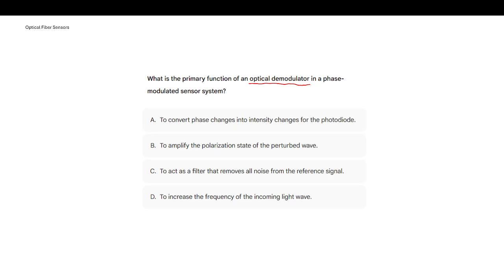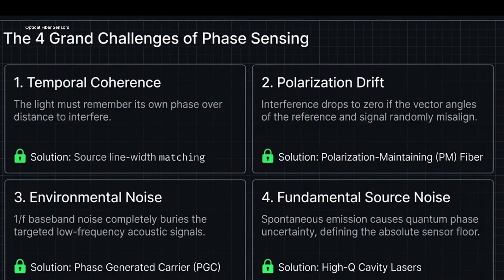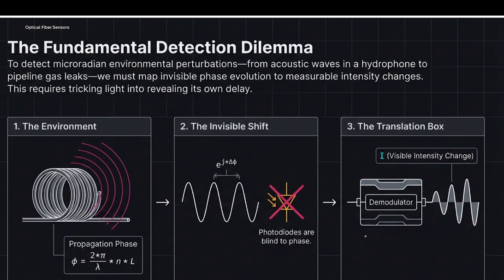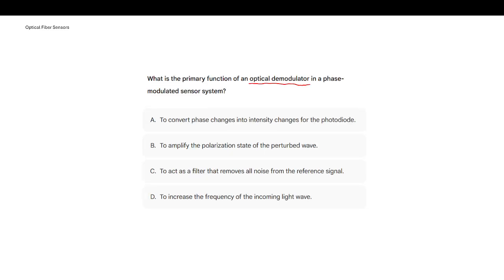That's correct. We have already seen this in the first slide. We can see that the optical demodulator changes phase into visible intensity changes. Whatever phase we can't detect with the photodiodes, it's blind to the phase, but the optical demodulator changes it into intensity, so the photodiode can easily detect. So this is the correct answer.